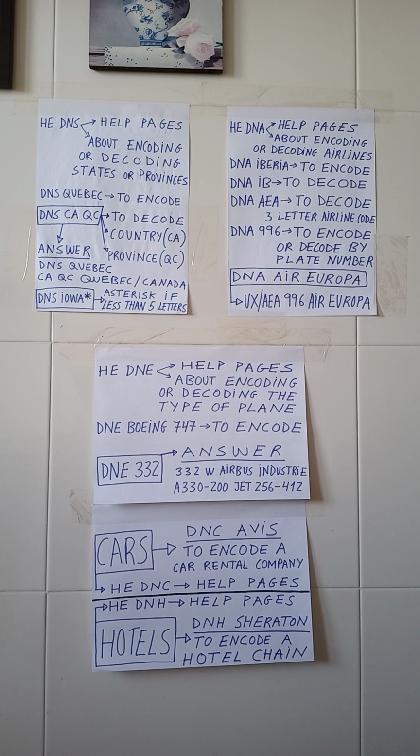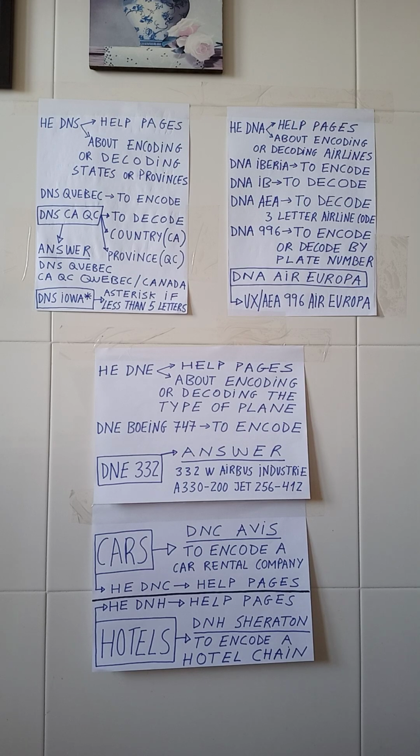DNS is used to encode or decode states or province. DNA is used to encode or decode airlines. DNE is used to encode or decode aircraft types. DNC is used to code car rental companies, and DNH is used to code hotel chains.